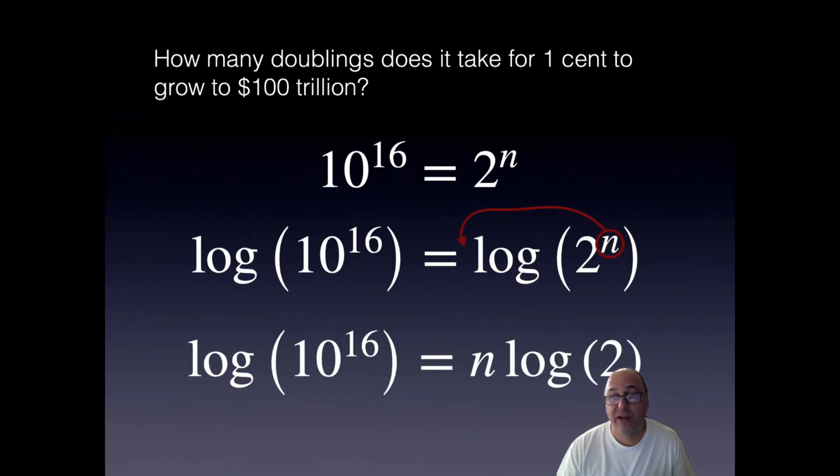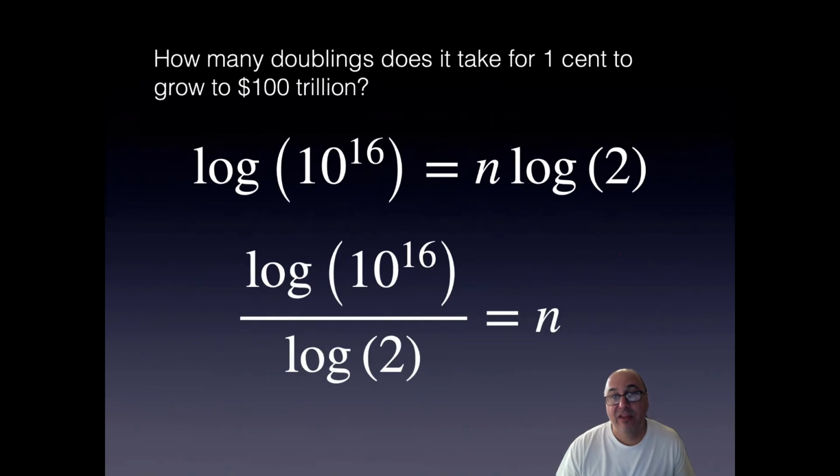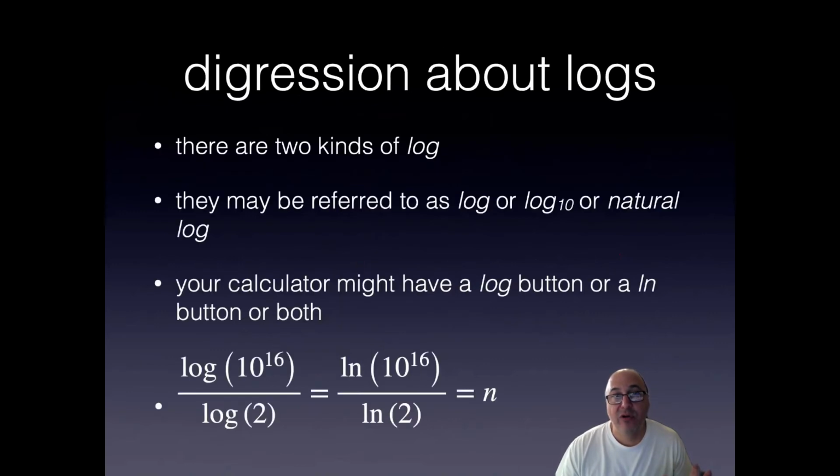Now this is just a straight algebraic equation, because log of 10 to the 16 is just a number and log of 2 is just a number. So we can solve for n. And this is what we do. We calculate log of 10 to the 16, we calculate log of 2, we divide them, and that's the correct answer. Now, let's do a quick digression about logs.